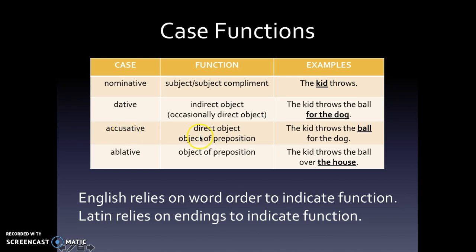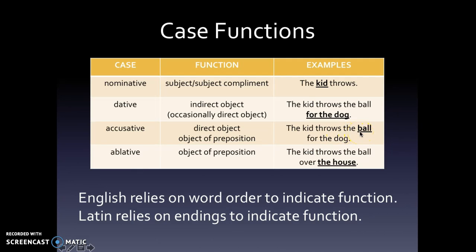So accusative. Accusative is our direct object or the object of a preposition. In this example here, ball is the direct object. The kid throws the ball for the dog. The ball is directly receiving the action of the verb. The verb is throws. What's being thrown?